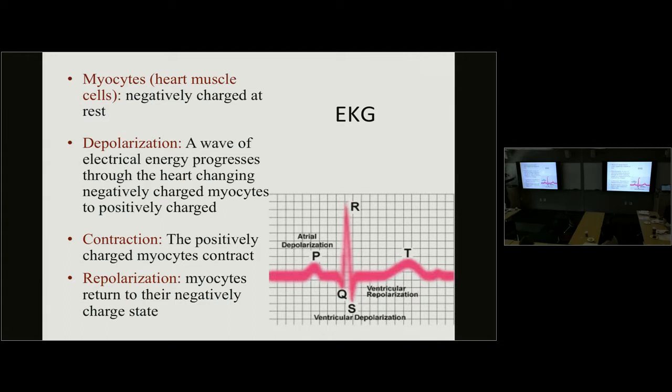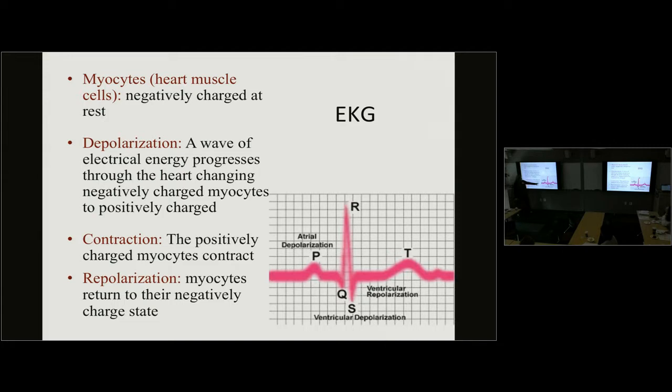It can be the other way around, but anyway, depolarization is a wave of electrical energy that progresses through the heart, changing negatively charged myocytes, remember I told you they're negatively charged at baseline, to become positively charged, okay? And when it becomes positively charged, the myocytes actually contract, okay? And then after that, repolarization is when these myocytes return to their usual state, which is negative, okay?